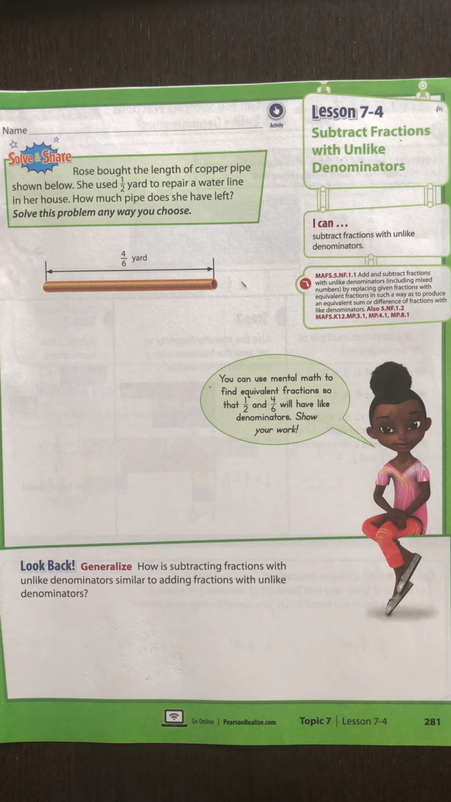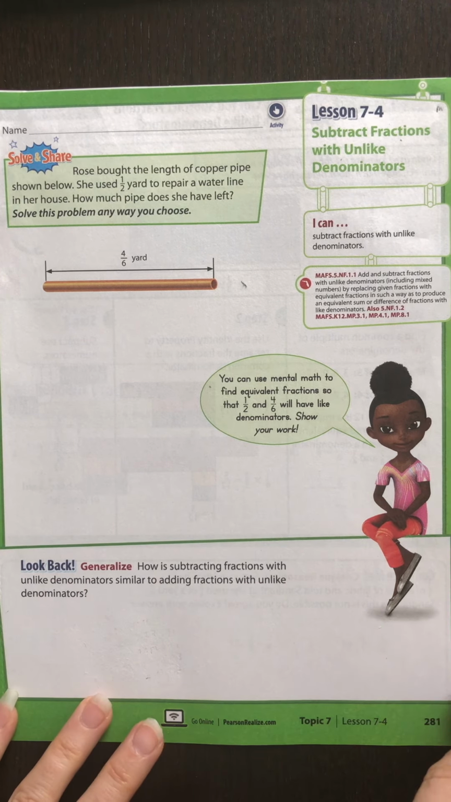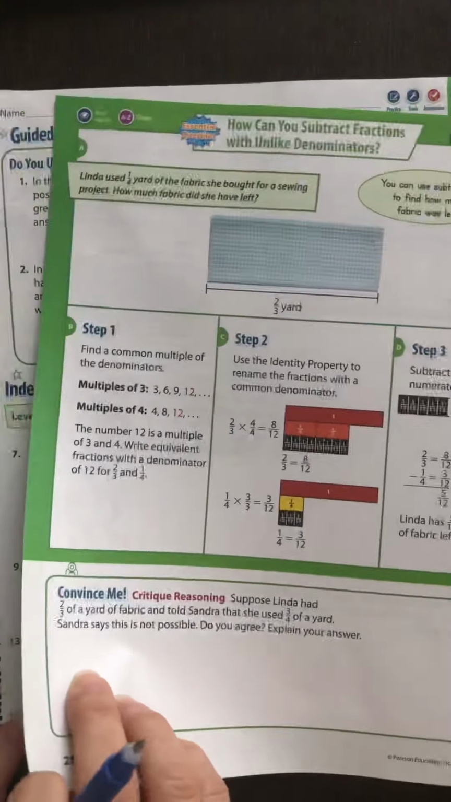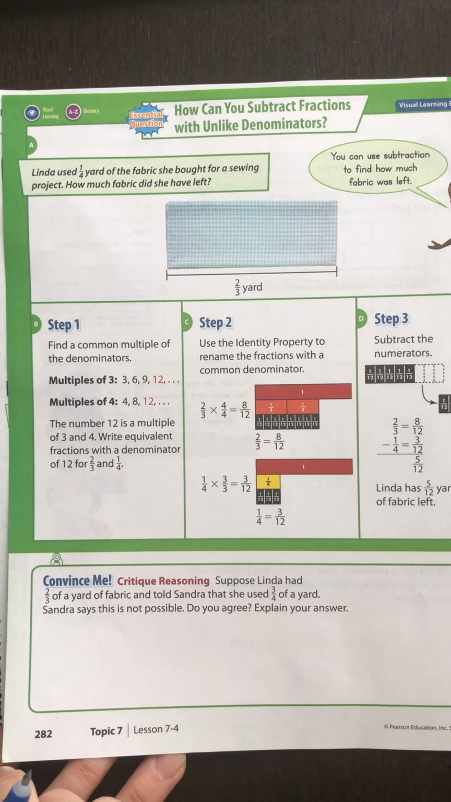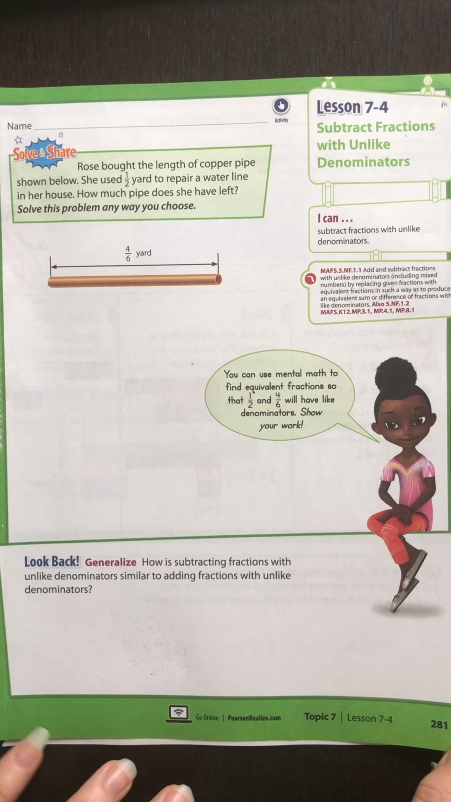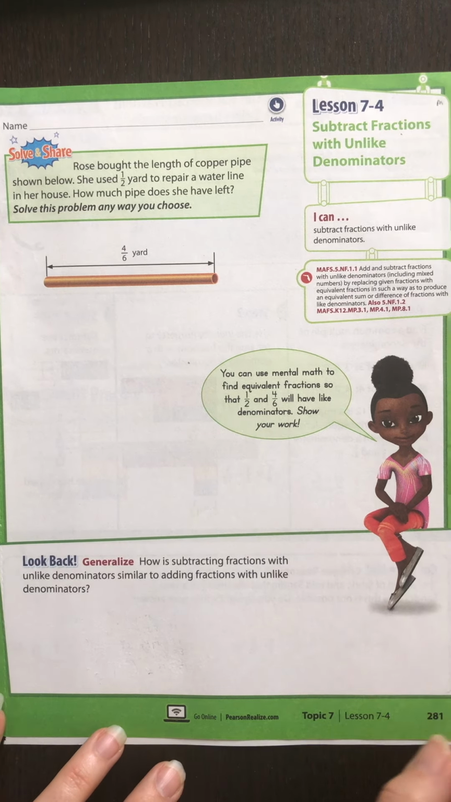Hi, fifth graders. Today's lesson is 7-4 in your Envision Volume 1 textbook. Today we're going to subtract fractions with unlike denominators. Our lesson essential question, as you were introduced in the visual learning video, is how can we subtract fractions with unlike denominators? We're on page 281. We're going to work on solve and share together.